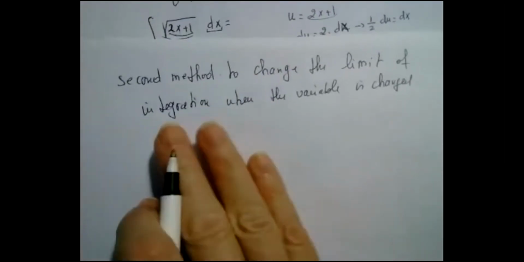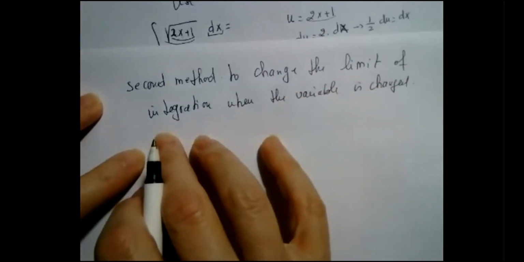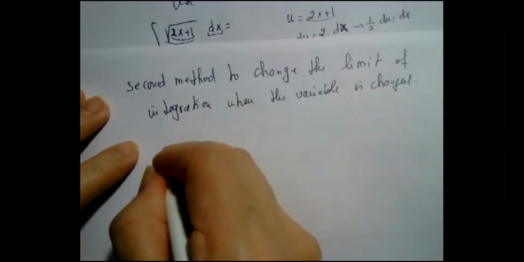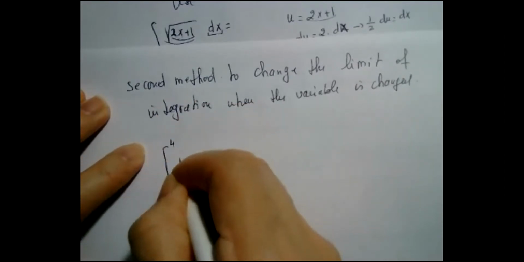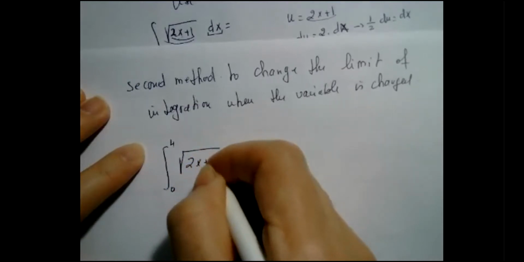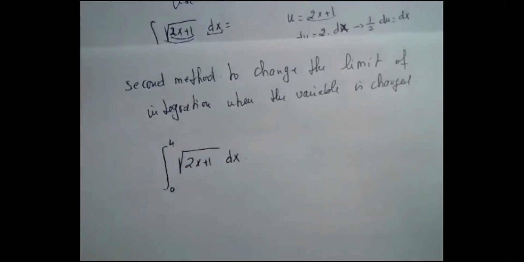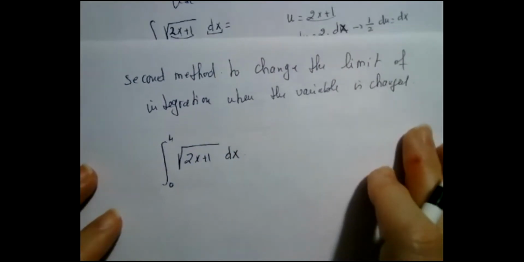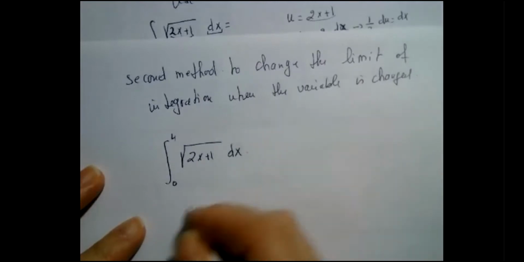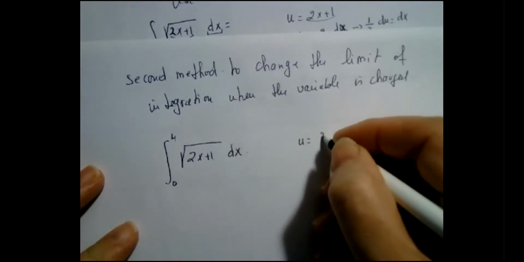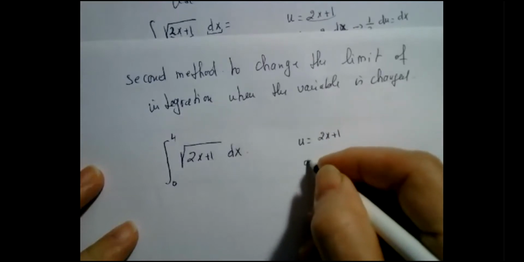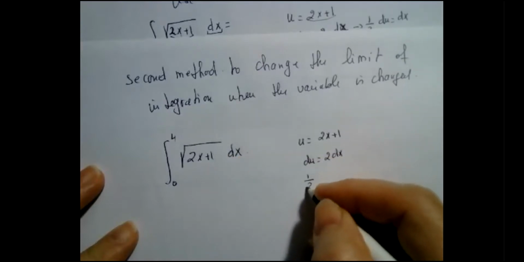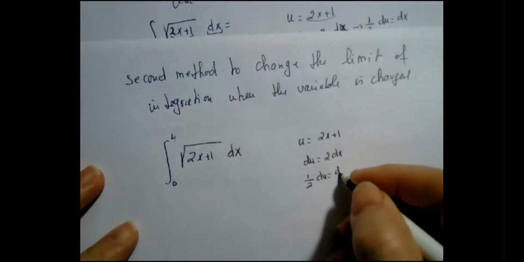Very good. Now, the second method is to change the limits of integration when the variable is changed. So I'm going to go back to the same problem and evaluate this. The approach is the same. I need substitution to find the antiderivative. That's the piece I will not change. So we're going to put u equal to 2x plus 1, and du is 2 dx. We need the half du, which gives the dx.